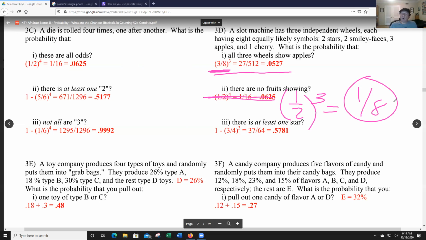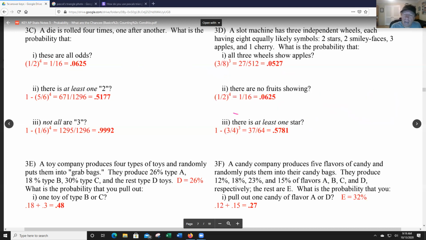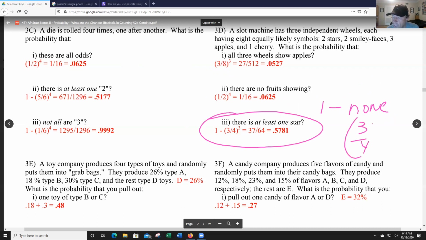All right. And there's at least 1 star. Here we go again. At least 1 star. At least one. You got to know this. At least 1 is 1 minus none of them. So the chances of getting a star is 2 of the 8, which is reduced to 1/4. So not a star would be 3/4. We're going to take that to the 3rd power and go 1 minus. And that's how you do the at least 1 problems. Those are very common on the AP test, the at least one problems. So we keep working on those.